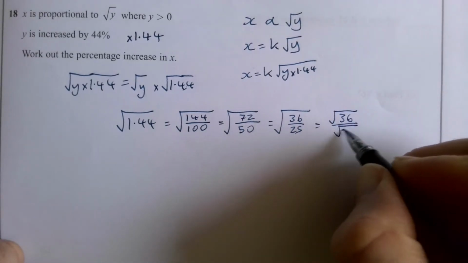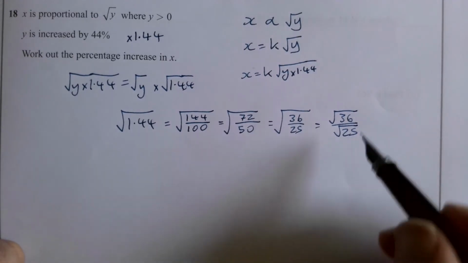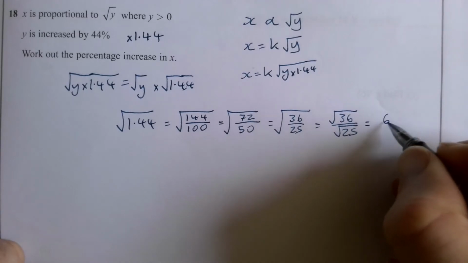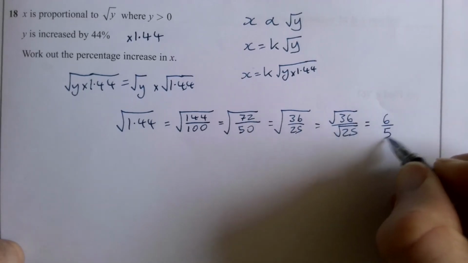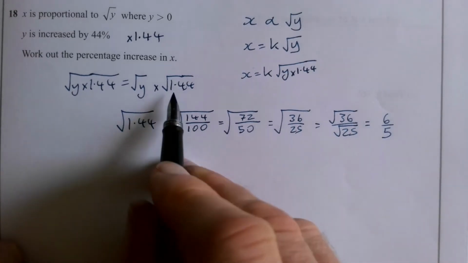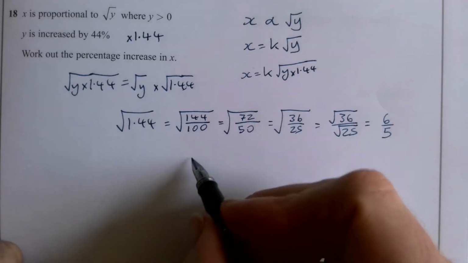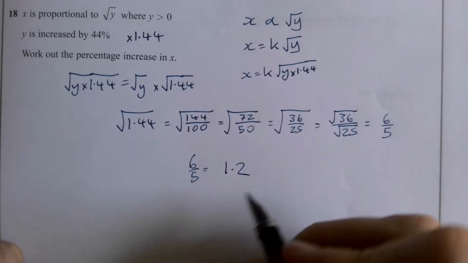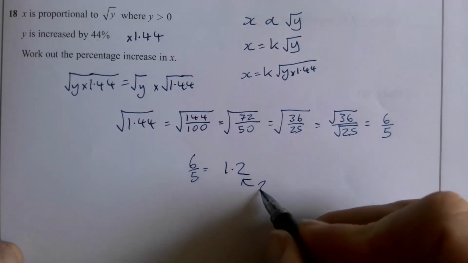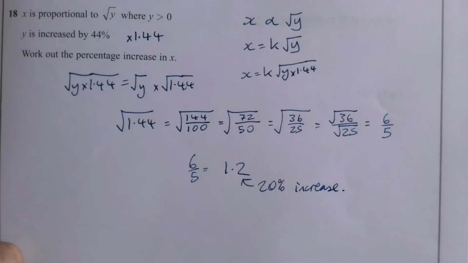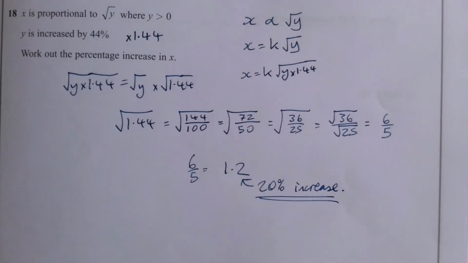Now, index law again says we could do that, and I've done that because I've spotted that these two are both square numbers. The square root of 36 is 6, the square root of 25 is 5. So we're actually going to be multiplying it by 6 fifths, and 6 fifths is 1.2, and 1.2 is a 20% increase. If you multiply by 1.2, it's a 20% increase. So 20% increase gets you your 3 marks.